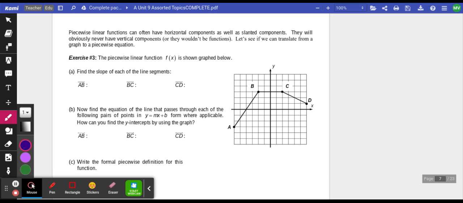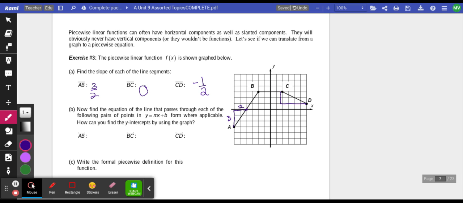So the slope of AB, I'm just going to count. I go up 3 over 2. BC is horizontal, so that has a slope of 0. And CD, I go down 2 over 4, or -1/2.